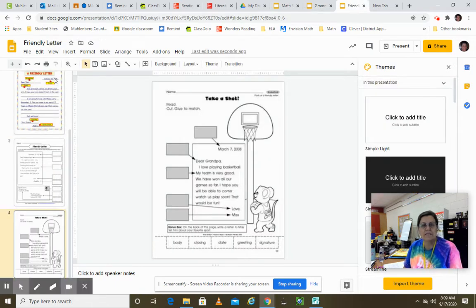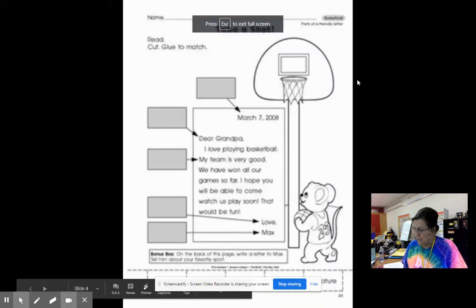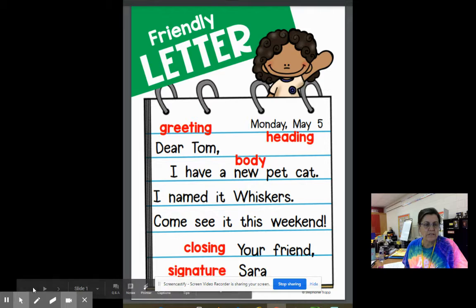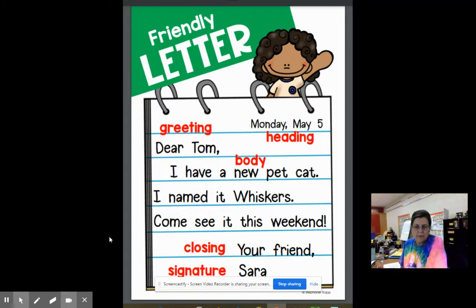Hey friends, Mrs. Burkett here, and I want to show you some examples of friendly letters. In your packet, you have a page that looks like this. It says parts of a friendly letter on it. So I wanted to just pop in here for a few minutes and talk about a friendly letter.